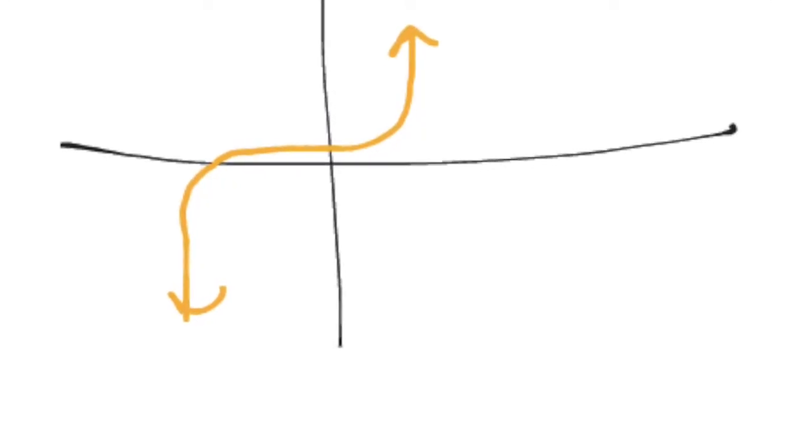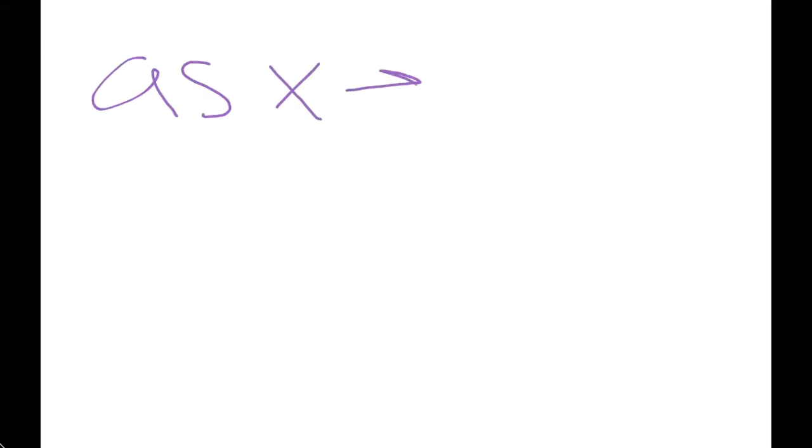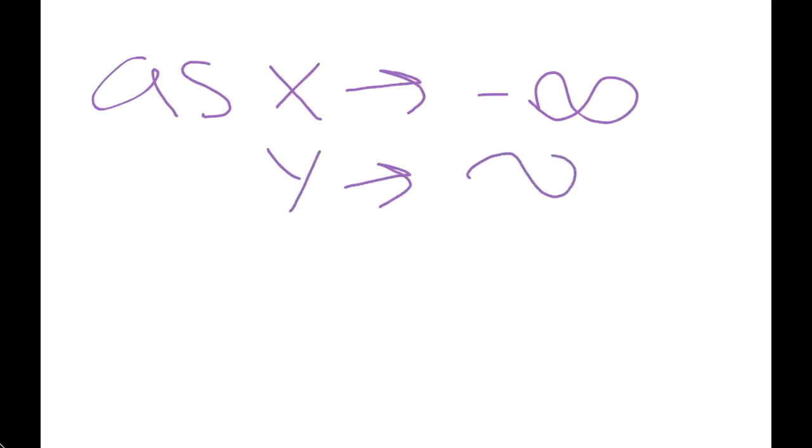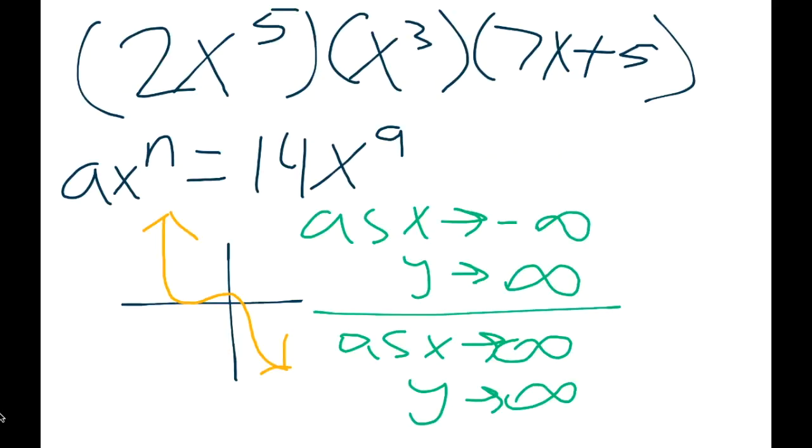The end behavior would be as x approaches negative infinity, y approaches positive infinity. And the opposite of that, as x approaches positive infinity, y also approaches positive infinity. And that completes this first problem.